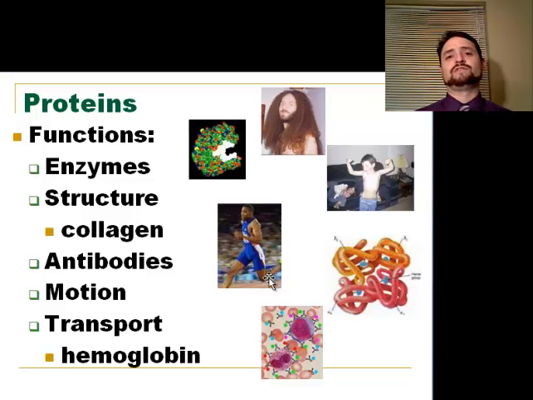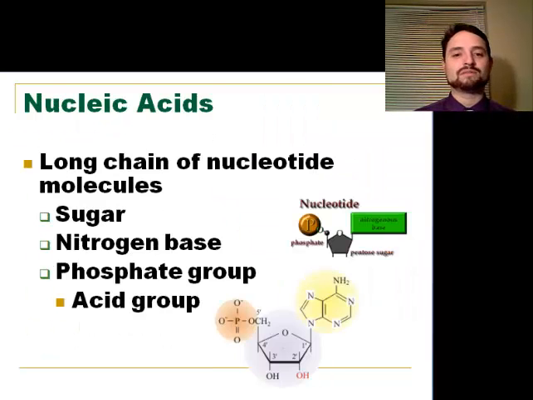And these functions are various. You could have enzymes, speeding up chemical reactions. You could have structure like collagen that we use in various ways in our body. You could have antibodies that fight off diseases, motion, your muscles contracting and moving, transport like hemoglobin to transport oxygen throughout your body. There's various things, and just a couple. This isn't all of them. There's tons of things that proteins are involved in nature, and I've got some random pictures here to show you some different things. Pretty interesting.